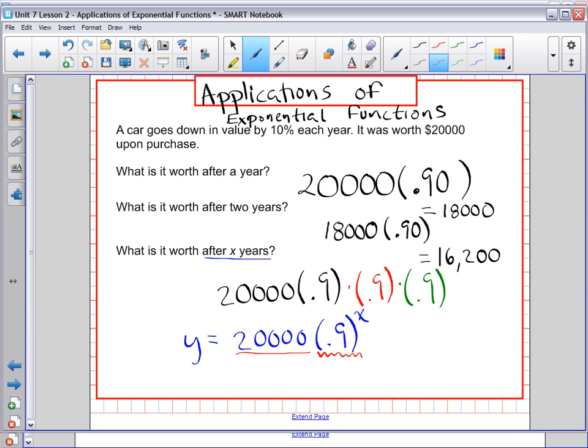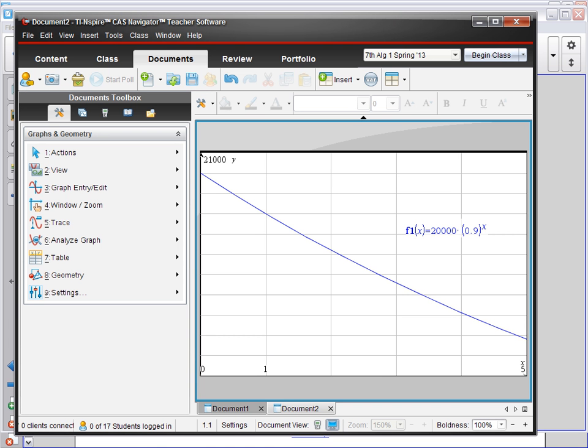If we were to graph this function, it would look like this. So over time, we can see that the function is decreasing. It looks almost linear, but you can see that there is a slight curve to it. So by the 5th year, the rate that the value of the car is decreasing has slowed down just a bit.